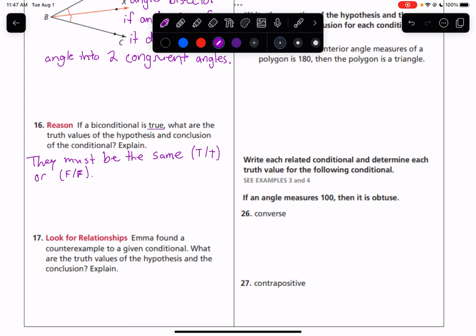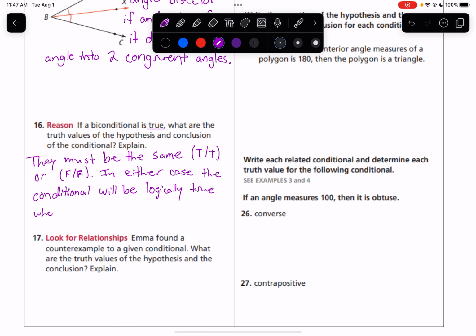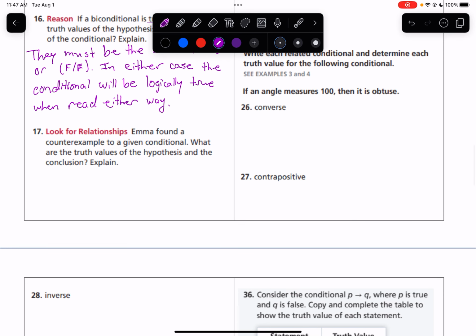Okay? Because in either of those cases, the conditional will be true when read both ways. So in either case, the conditional will be logically true when read either way. Okay. Number 17, Emma found a counterexample to a given conditional.